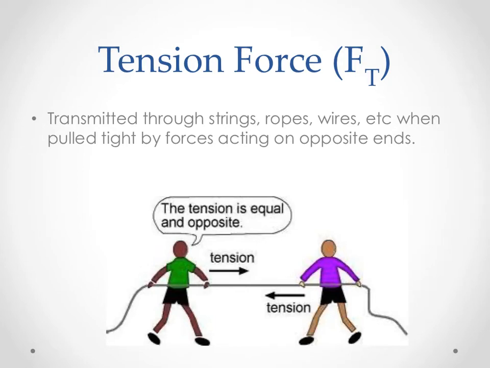Tension force. Tension force is F sub T, and it's transmitted through strings, ropes, wires, etc. when pulled tight by forces acting on opposite ends. The tension is always equal and opposite. So the tension in the cord pulled by the man in the green shirt is the same as the tension in the cord pulled by the woman in the purple shirt. Same cord, same tension.